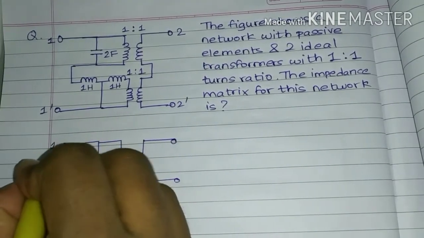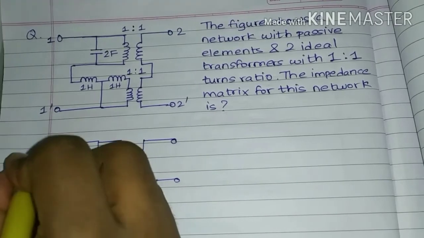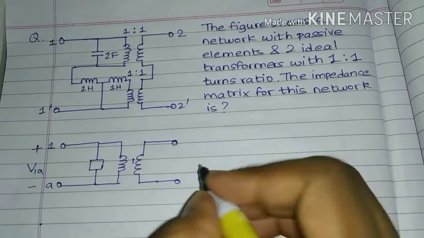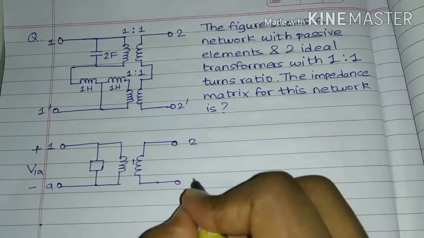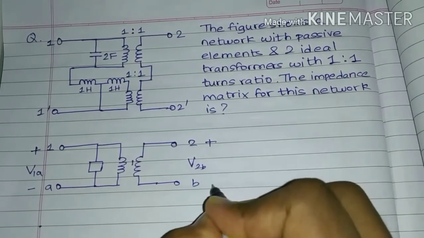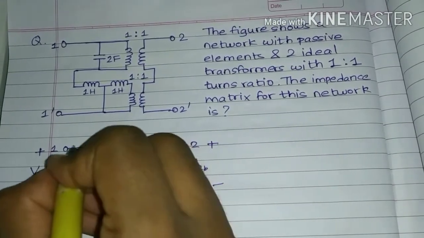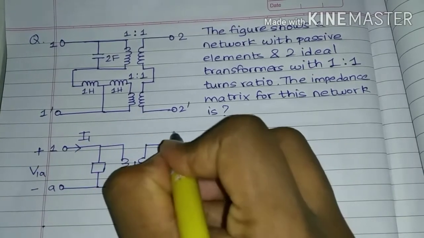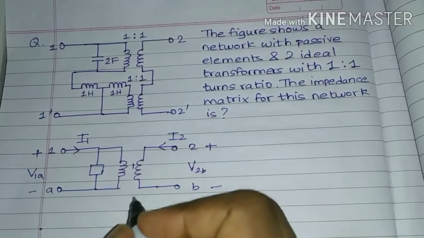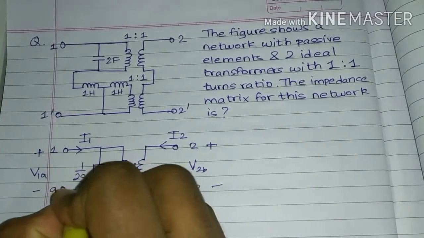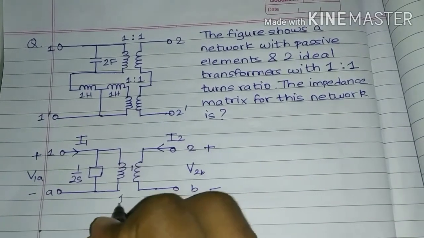This is node 1 and let's name this node as A. The voltage over here is plus minus V1A. This is node 2 and let's name this as node B. The voltage over here is V2B plus minus. Let the current be I1 over here and I2 over here. The capacitor is 1 upon 2s and this is a 1:1 transformer.